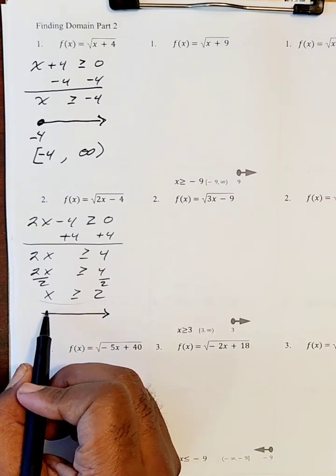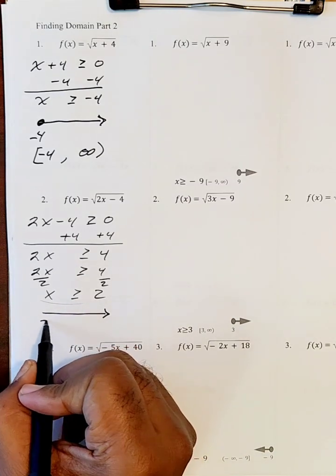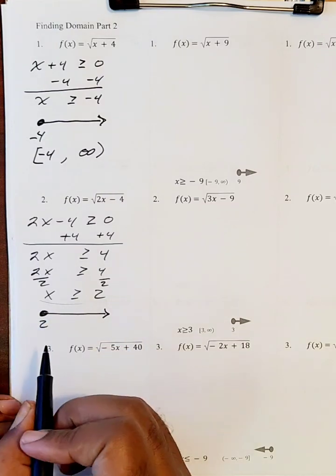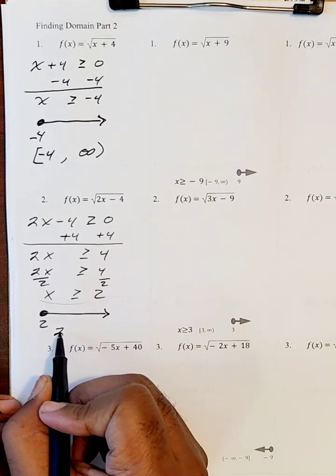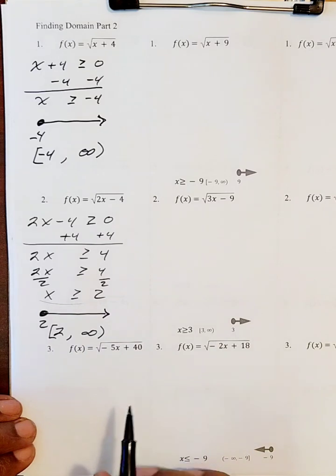And on this side right here, we have the 2, and it's a solid because of the equal sign here. And so this is the graph. And the interval notation will be 2 on the left with a bracket and positive infinity on the right.